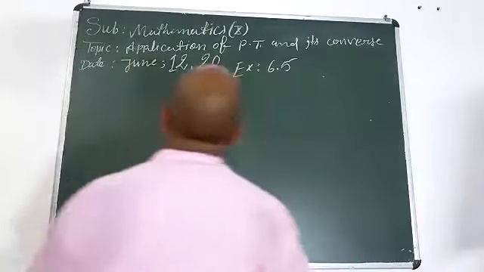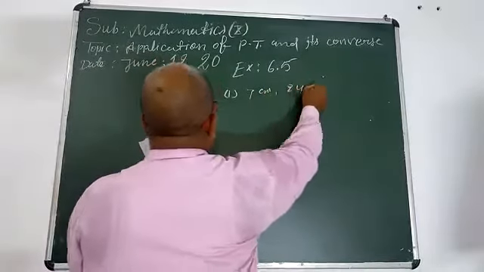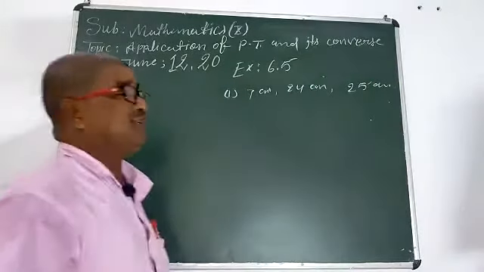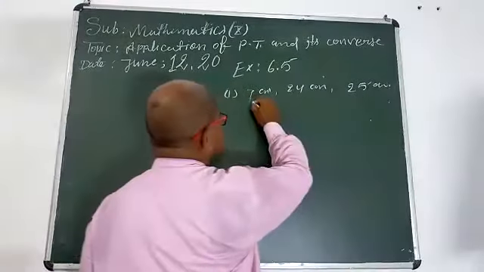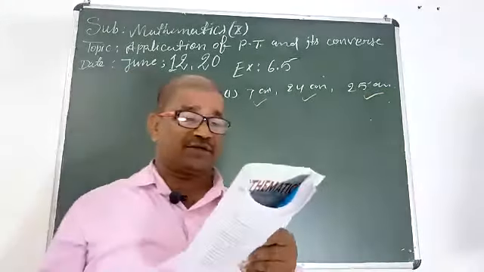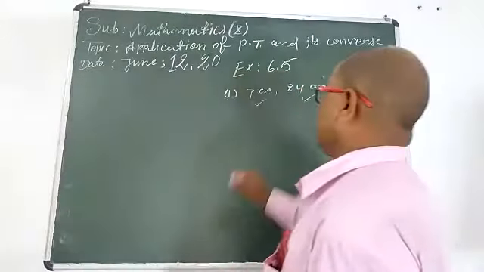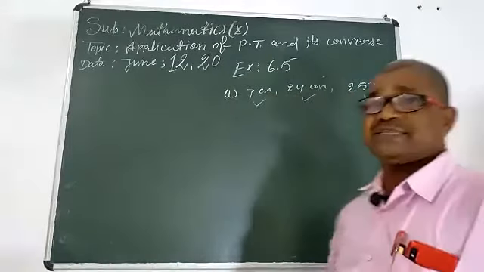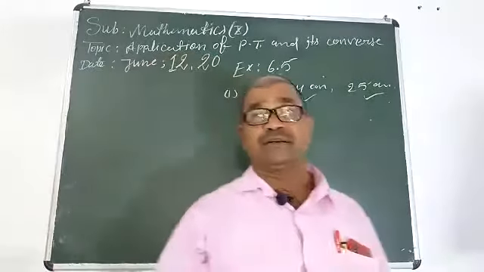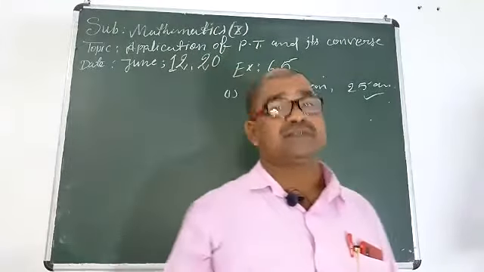So, first set, we are starting. First set of sides: 7 cm, 24 cm, and 25 cm. Three sides are given here, and the question is asking what? Determine whether these sides are related to a right triangle or not. How can we determine? Because we have two major concepts: one is Pythagoras theorem, another is converse of Pythagoras theorem.